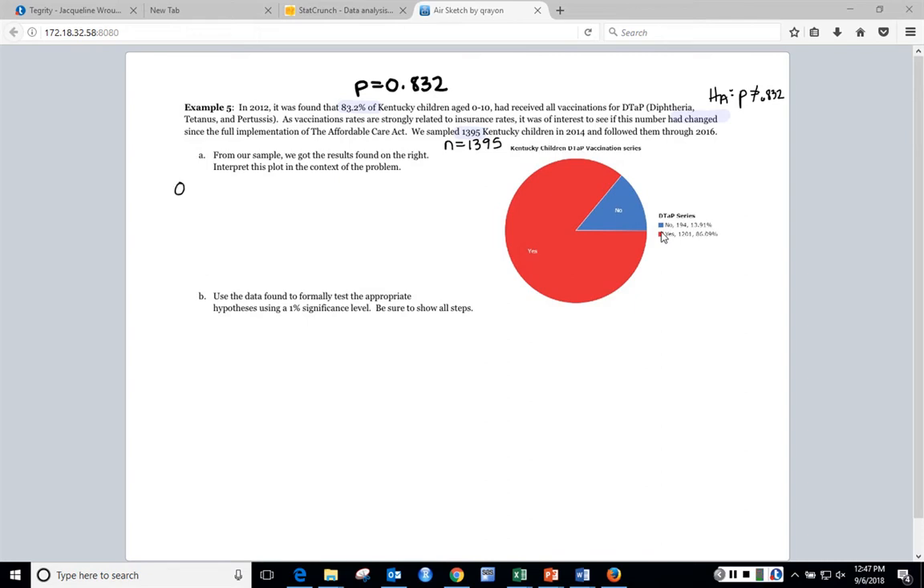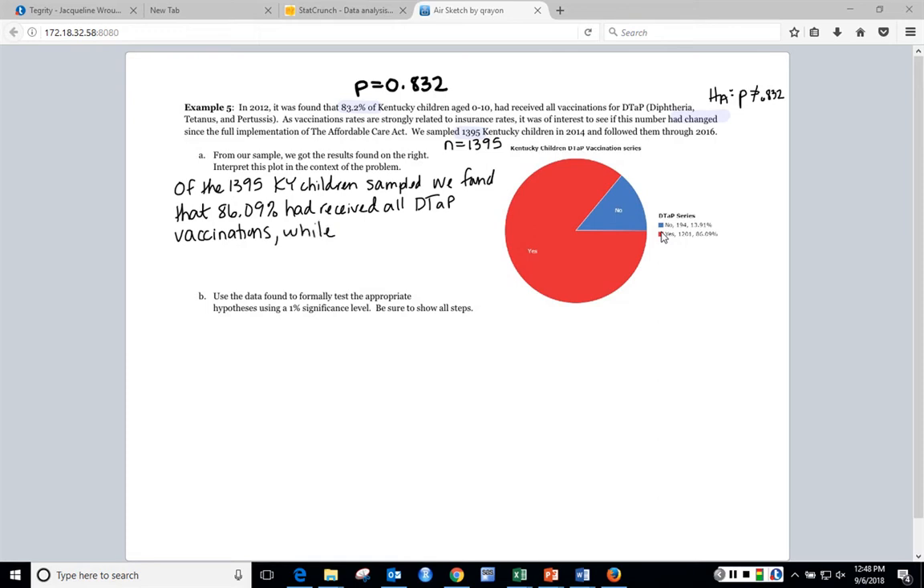So how I could interpret this is: of our 1,395 Kentucky children sampled, we found that 86.09% had received all the DTaP vaccinations, while the rest, or 13.91%, had not.